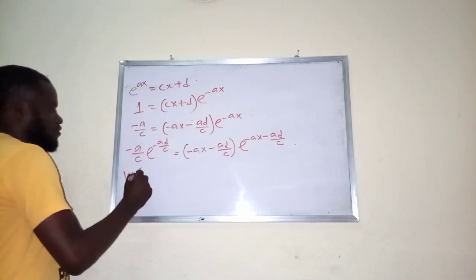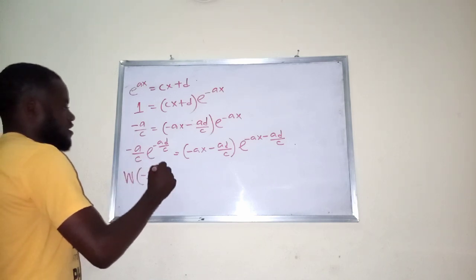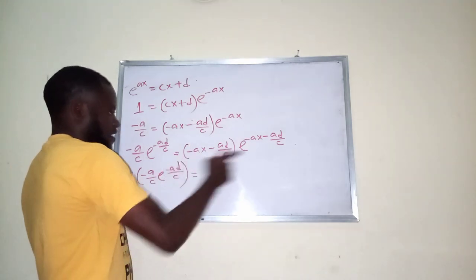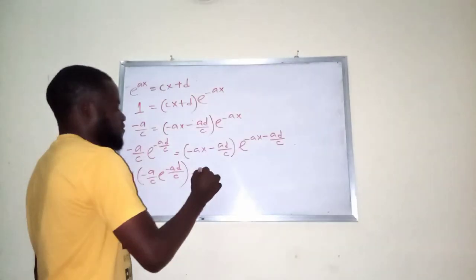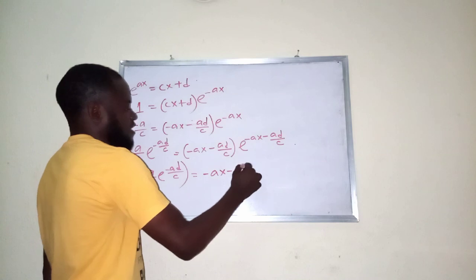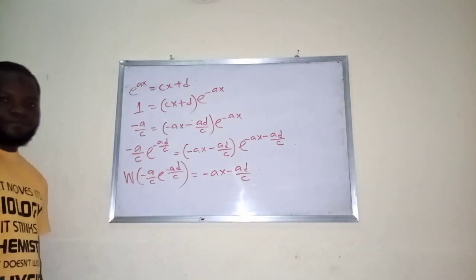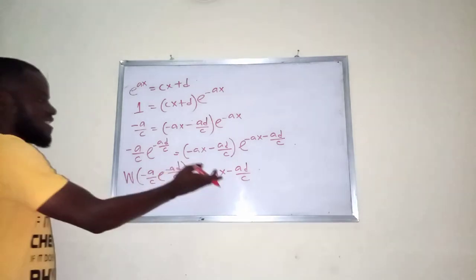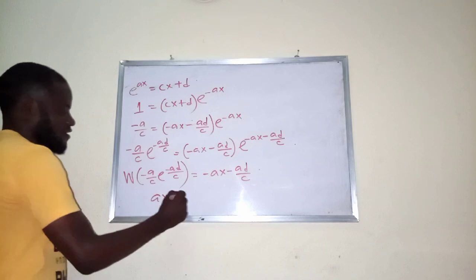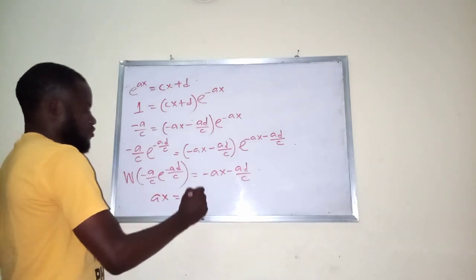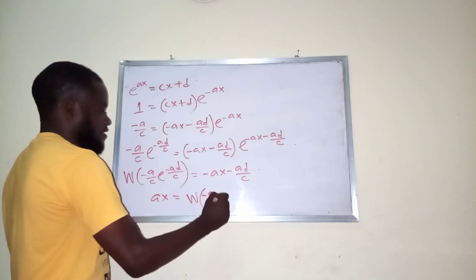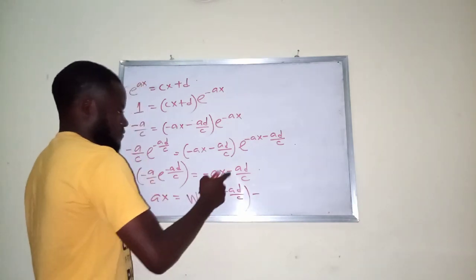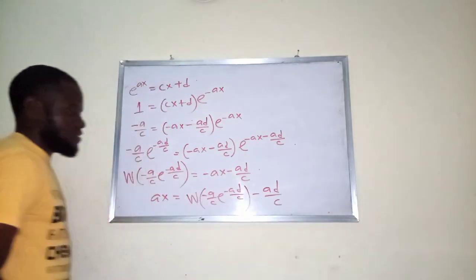The W function to both sides. So W of negative a over c e to the power of negative ad over c equals this one now. Remember, your result is going to be negative ax minus ad over c. So if this should be the case, I can make x the subject of the formula by taking it to the other side here. So I have ax equal to W function of negative a over c e to the power of negative ad over c, minus ad over c.